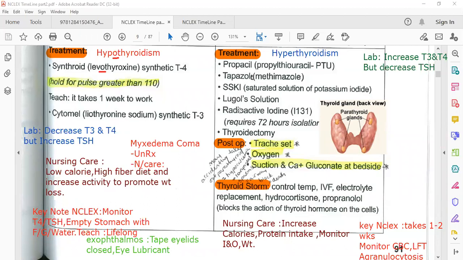Some common information we should know about thyroidectomy. Thyroidectomy means surgical removal of the thyroid gland. What is the post-operative care? A tracheostomy set should be there. Give them oxygen, suction, and calcium gluconate at the bedside.